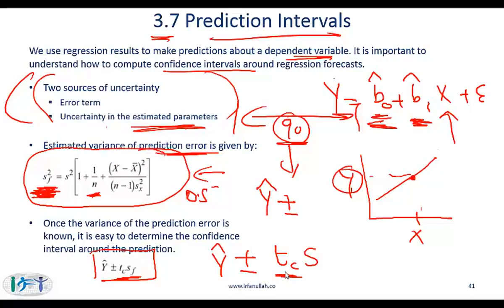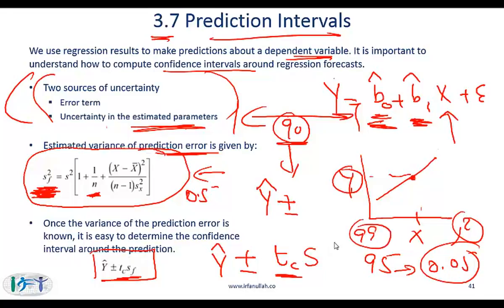And what is this number? This is based on your confidence level. If your confidence level is 95%, what is the significance level? 0.05. And then you look up your T table based on N and you come up with your critical value of 2. If you want to give your boss an answer with 99% confidence, what will happen to this number? Go up or go down? It will go up.